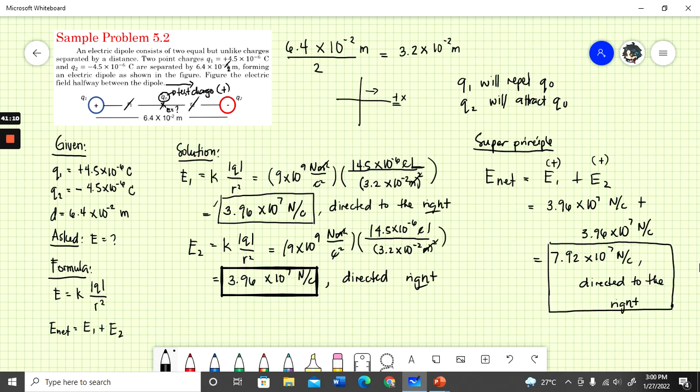There you go. So that is the answer for our question. What is the magnitude of the electric field halfway between our two charges? It is 7.92 times 10 raised to 7 newtons per coulomb directed to the right. So I hope that is clear.